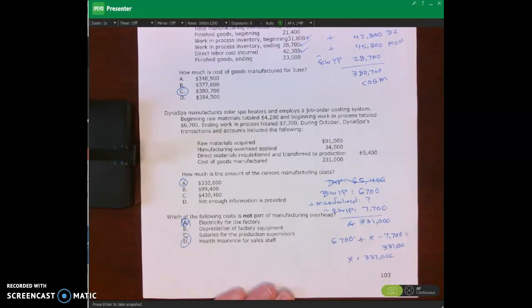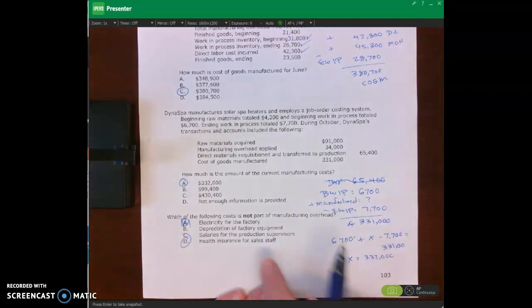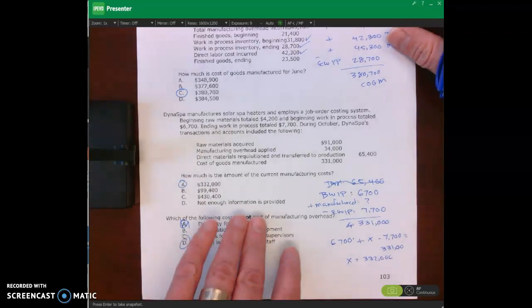Which of the following is not part of manufacturing overhead? Look at the key words: factory, factory, production. These all relate to the factory. That means they are all product costs. Salaries of supervisors, that's indirect labor, so that is overhead. This is classified as manufacturing overhead. It falls into that other category for manufacturing overhead. Same thing here, the other category for manufacturing overhead. The key word is sales staff. That's telling you it is a period cost.